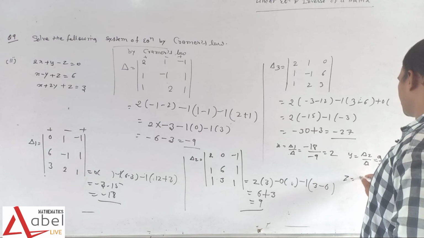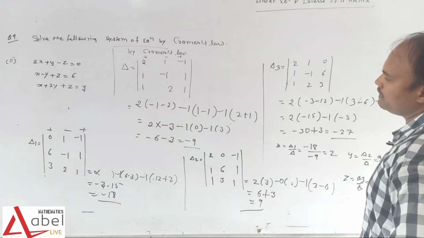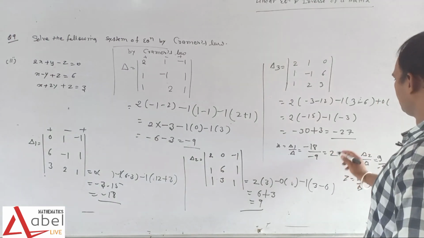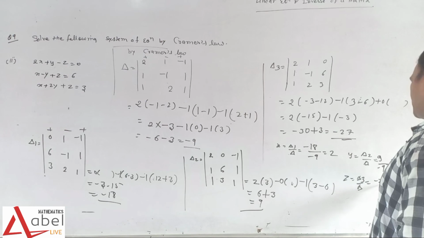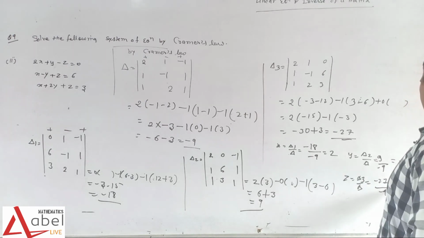What about z? So we can say that it is delta 3 upon delta. So delta 3 equal to, where is delta 3? Delta 3 is minus 27 and it is minus 9, so it is 3.